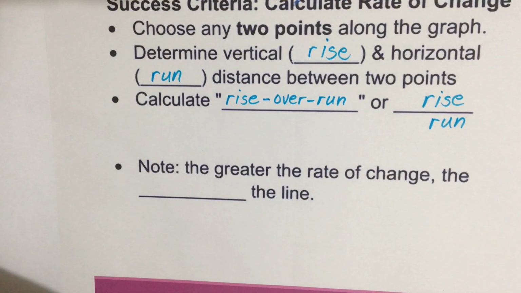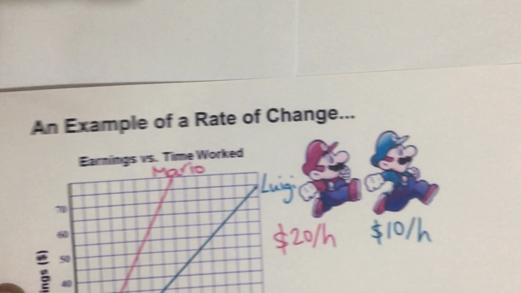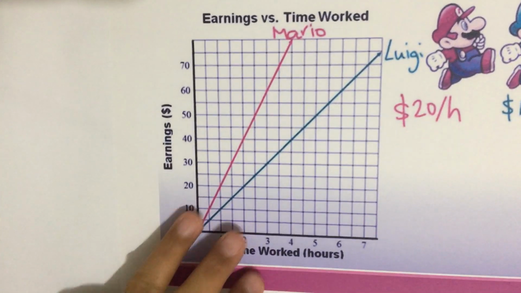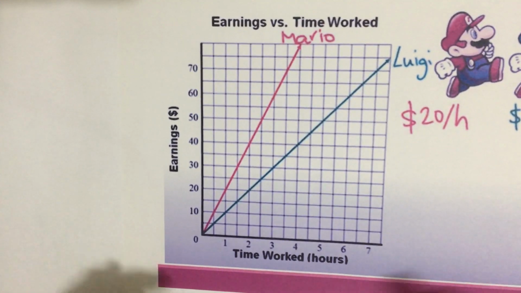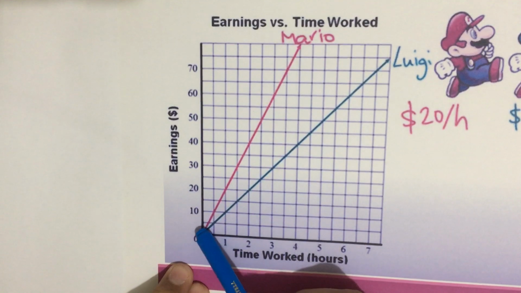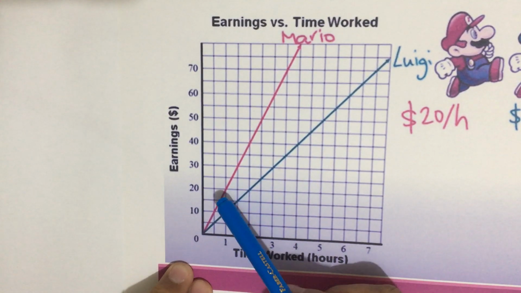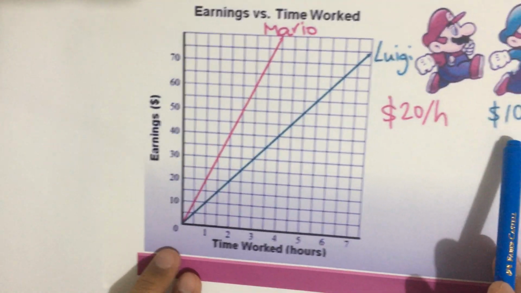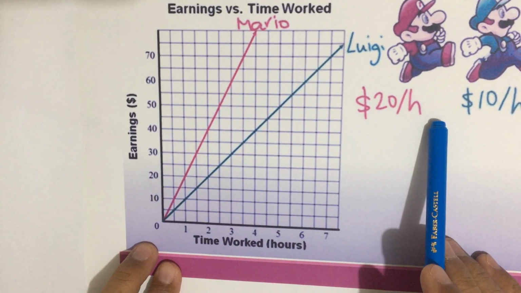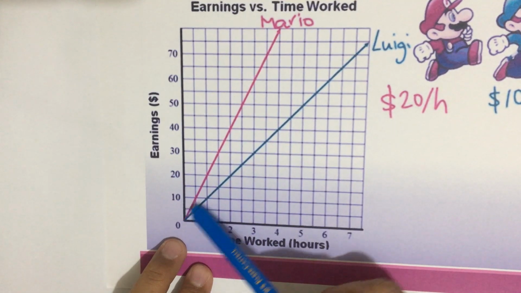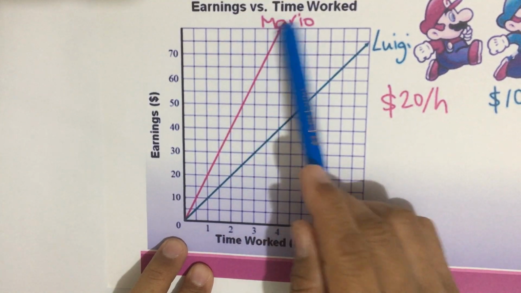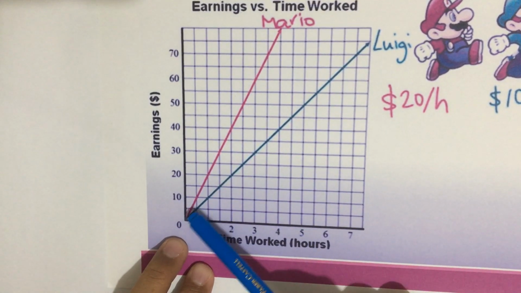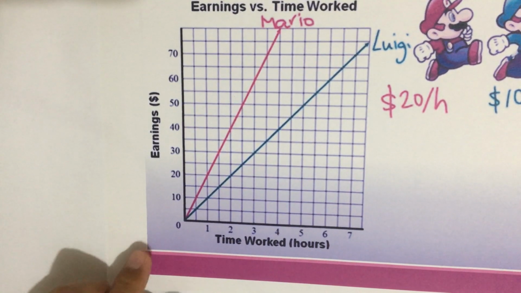So what does it mean? So let us go back to Luigi's and Mario's example. So if you look at Luigi's and Mario's earning versus time worked, we can see here that the graph for Mario, so Mario is earning more than Luigi in terms of per hour. So you can see that the graph is steeper than the graph of Luigi. So Mario's graph, the earning versus time worked of Mario is steeper than Luigi's earnings versus time.